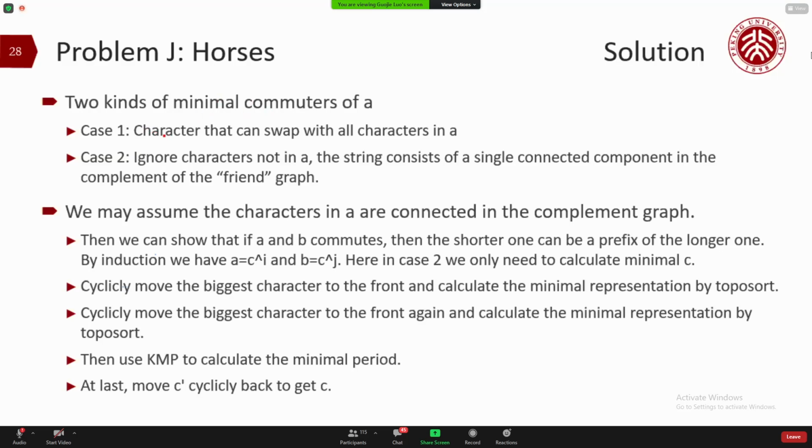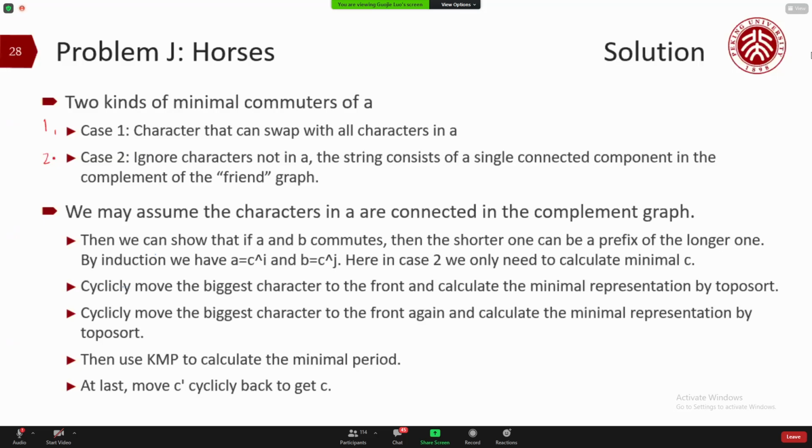The first case is that a character can swap with all characters in A. It consists of only one character, but according to the friend relation, we can swap it with all characters in A. So of course, this single character is one of the minimum commuters. We can simply count these cases.